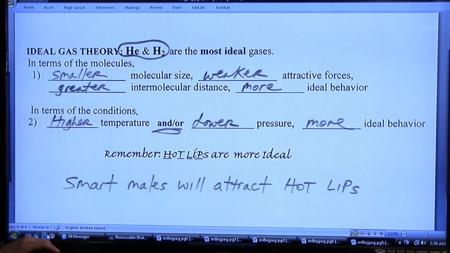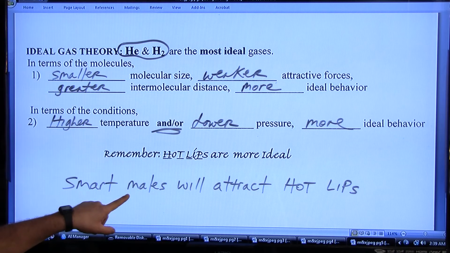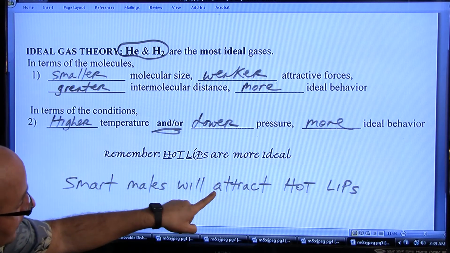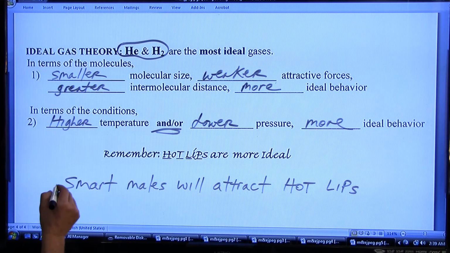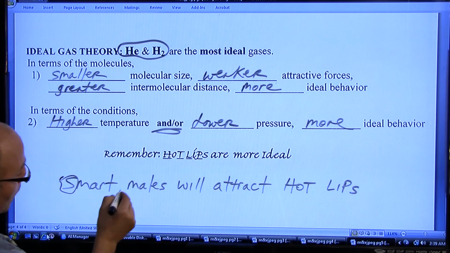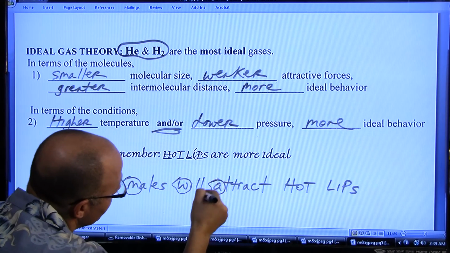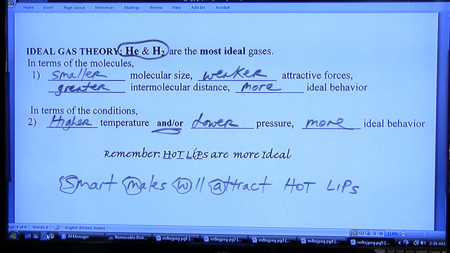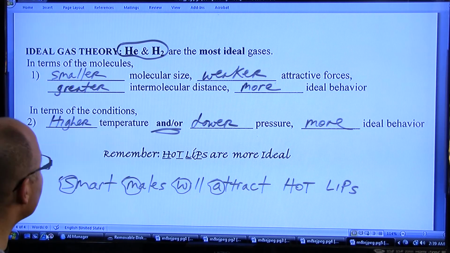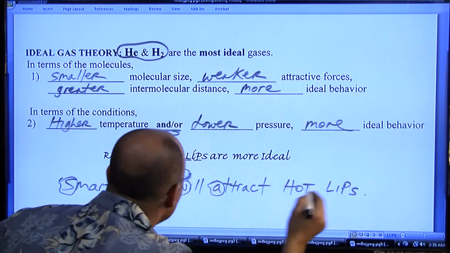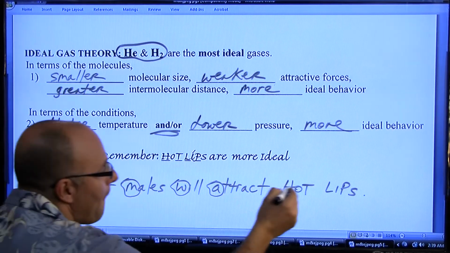Smart males has to do with small molecules, weak attractions, and then again the hot lips, as you know. So S, small, M, molecules, W, weak attractions. And hot lips, high temperature, low pressure. So that's putting it all together. And that might help you to remember it.